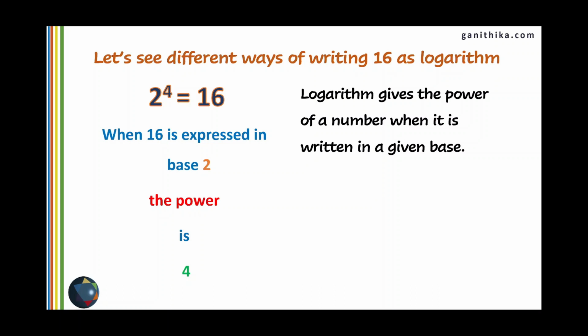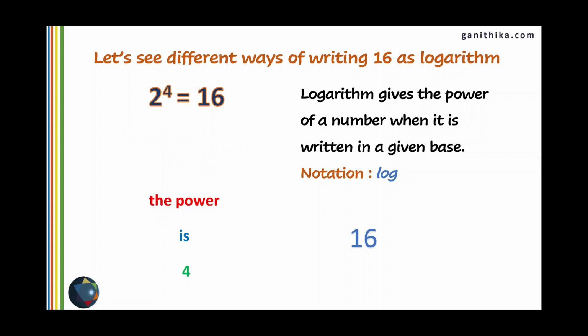Let's convert the exponential equation into a logarithmic equation. In short form, logarithm is written as log. So when 16 is expressed in base 2, the power, which is expressed as log, is equal to 4. So log of 16 to the base 2 is equal to 4. 16 when expressed in base 2, the power is 4. So this is the definition of logarithm. This is how we convert an exponential form to logarithmic form. So let's consider more examples.